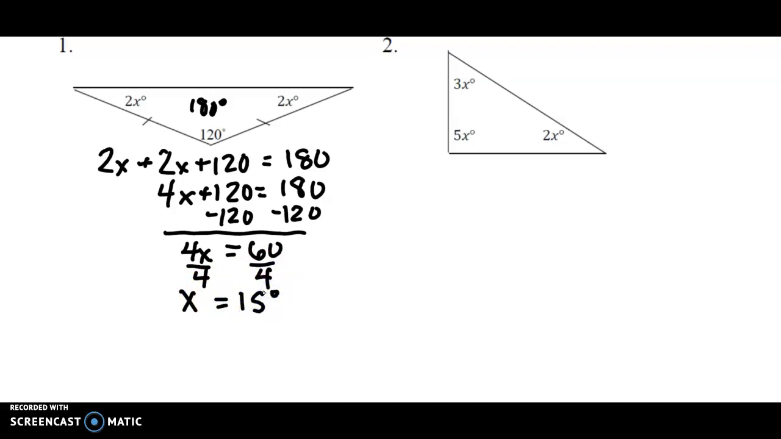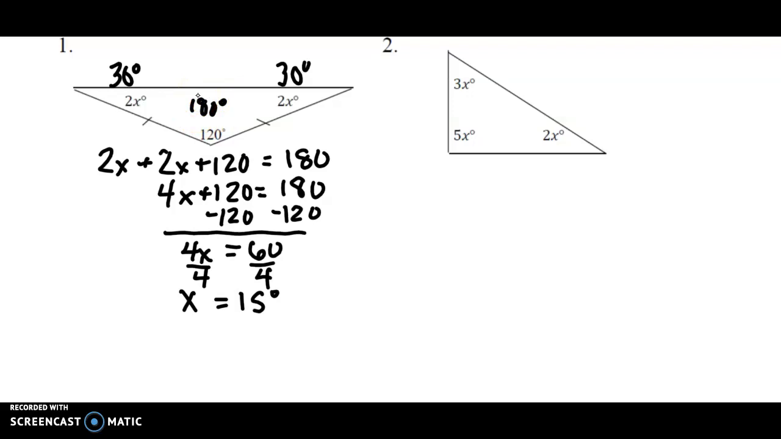So the second part, after we find the value of x, is to go back into the triangle and figure out what each of those angles are worth. We already know this angle is worth 120 degrees. This one here is worth 2x, so I'll do 2 times 15, which is 30 degrees. This one up here is 2x also, so again 2 times 15, which is 30. Quickly check my work. 30 plus 30 plus 120 is my magic number of 180, so I got it right.